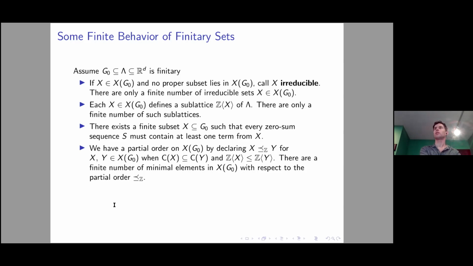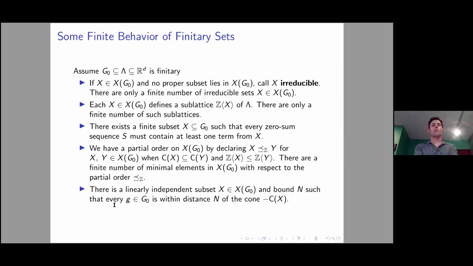elements. This is very similar to Dickson's theorem that sometimes is used to prove the number of atoms is finite, except that here we don't have the setup where this would be guaranteed necessarily. We have to use a lot of the structure here to show that we have a finite number of minimal generators for this set system.